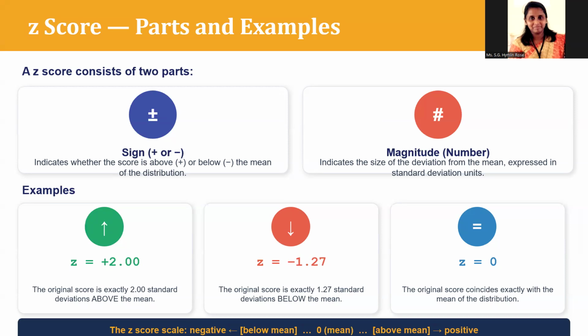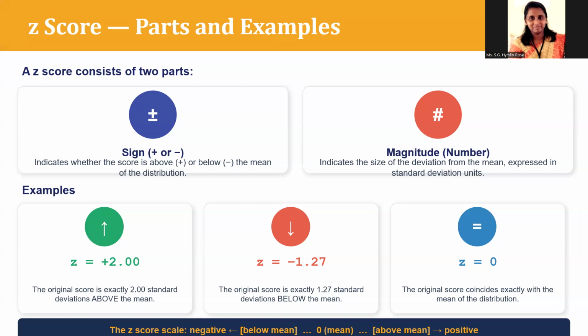So here I have given 3 examples. One is Z equal to plus 2. What does that represent? It represents the above-the-mean direction. The original score is exactly 2 standard deviations above the mean of its distribution. And if Z equals minus 1.27, the score is exactly 1.27 standard deviations below the mean. And Z equal to 0 represents at the mean. The original score is identical to the mean. It coincides exactly with the center of the distribution.